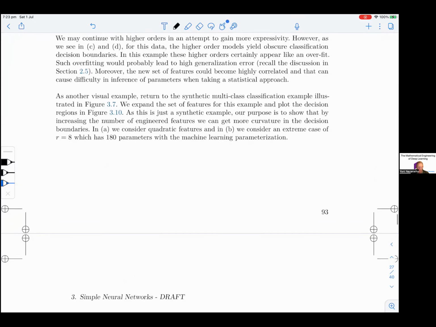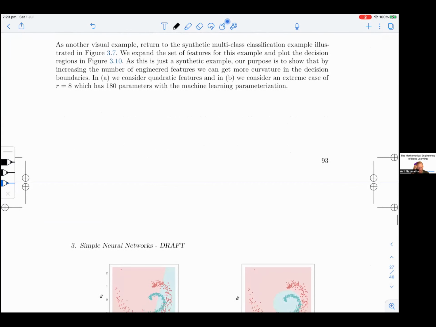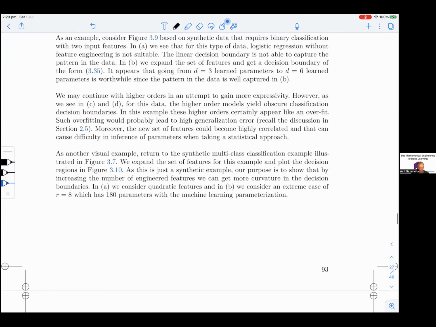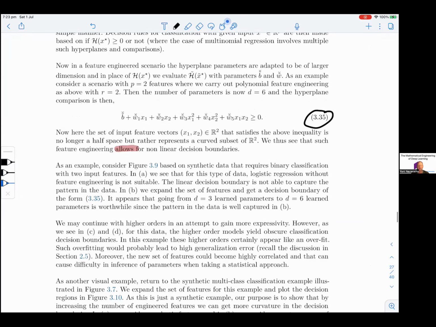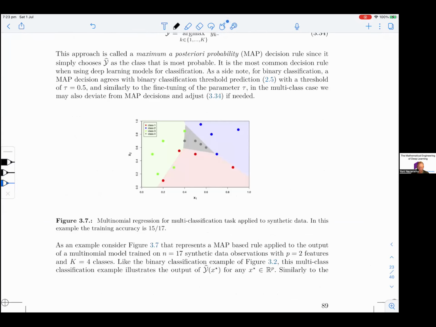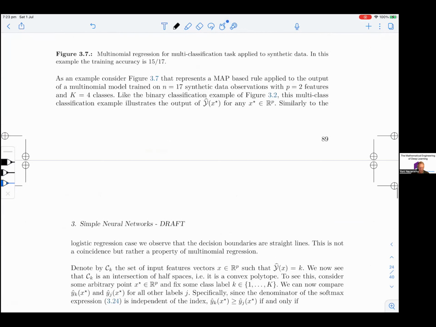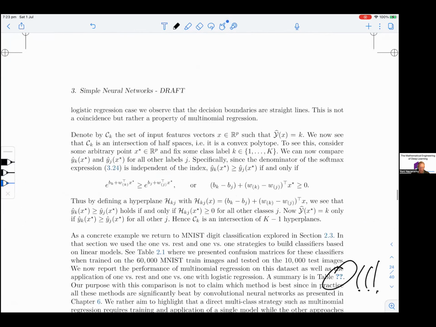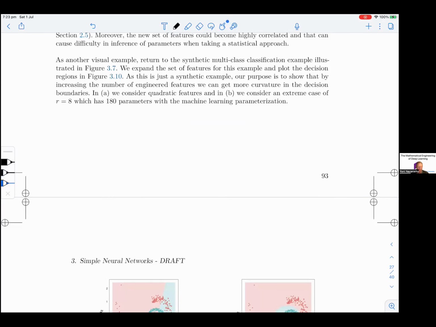As another visual example, return to the synthetic multi-class classification example illustrated in figure 3.7. That's multi-class classification with K equals 4, p equals 2. We expand the set of features for this example and plot the decision regions in figure 3.10. As this is just a synthetic example, our purpose is to show that by increasing the number of engineered features, we can get more curvature in the decision boundaries. In A, we consider quadratic features, and in B, we consider an extreme case of r equals 8, which actually has 180 parameters with a machine learning parameterization.